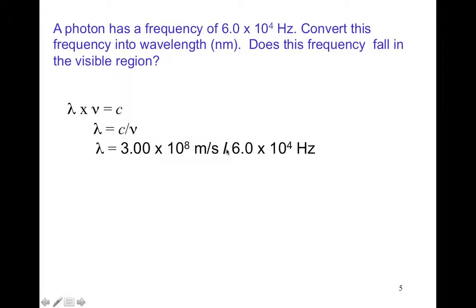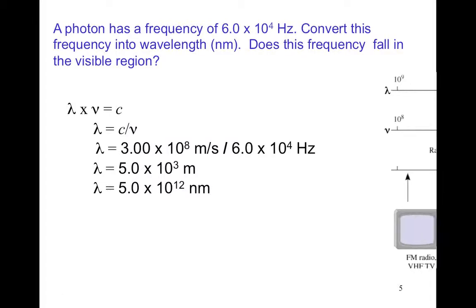And then we find that we have meters per second divided by hertz, which is oscillations per second. So we should be left with meters, basically, as a unit. And so we get our wavelength to be 5 times 10 to the third, 5,000 meters. But they ask for it in nanometers, so we do have to convert it. That would be 5 times 10 to the 12th nanometers, because there's a billion nanometers in a meter, so there's 9 more zeros. So we get that answer for nanometers, and that's how you would do a problem like that.